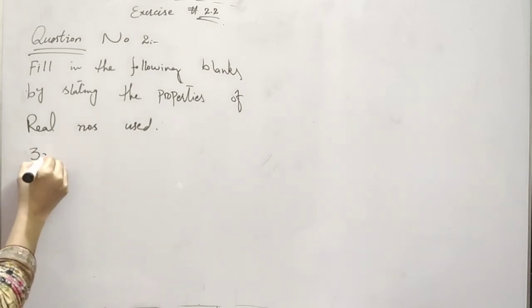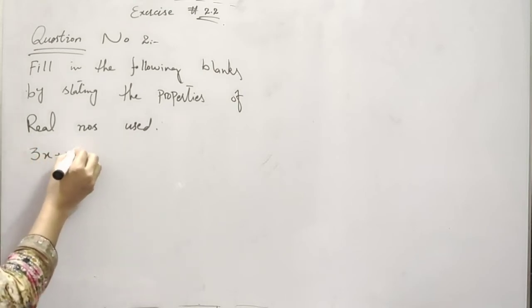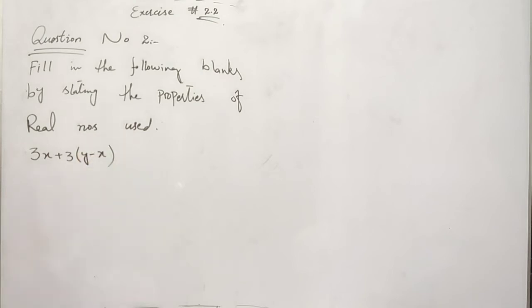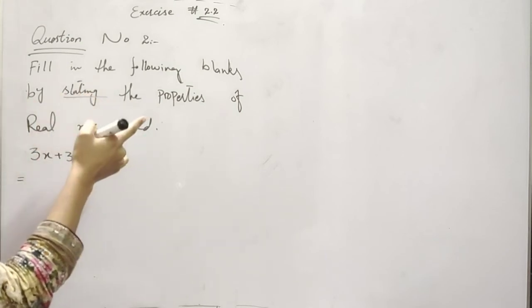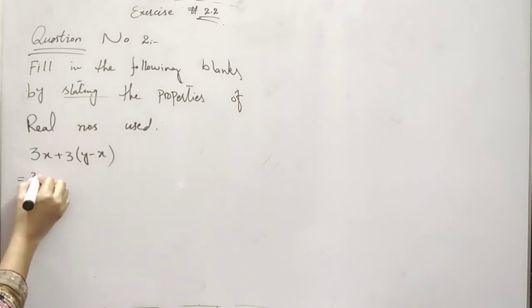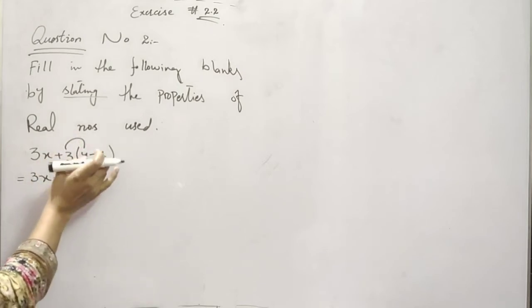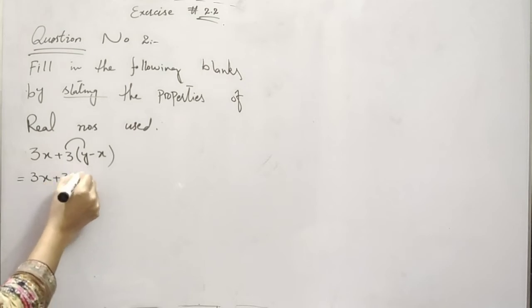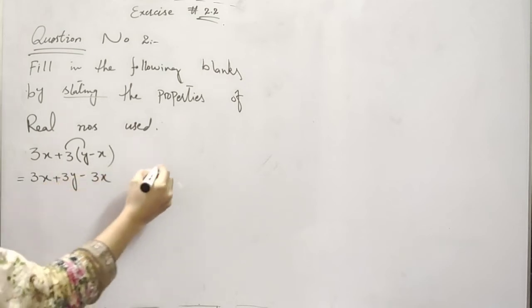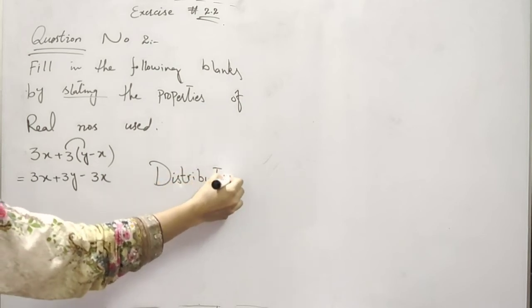Okay, so the first part, the question is 3x plus 3 into y minus x. We solve this statement by stating the properties of real numbers, and we will tell those properties. So 3x plus, this 3 will multiply by this, and this 3 will multiply by this, so 3y minus 3x, and this is the distributive property.